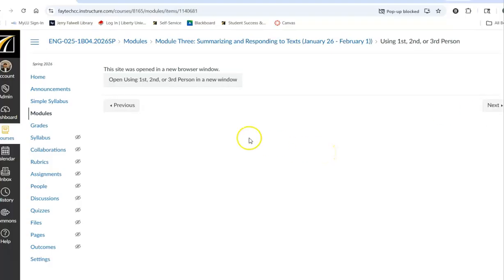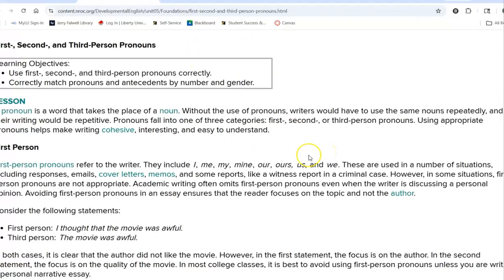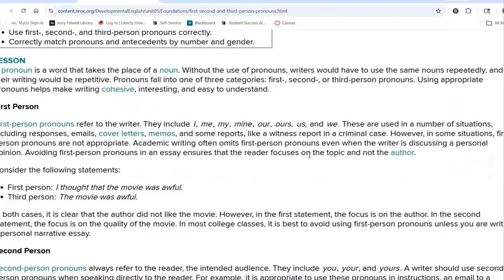The last resource is using first, second, or third person. Now, you're going to use third person in the summary and first person in the response. So what does that mean? Well, first person pronouns refer to the writer themselves. They include words like I, me, my, mine, our, ours, us, and we. So when you do your summary, you're not going to do first person because in the summary, you're not giving your personal opinion. Your personal opinion comes in the second paragraph.